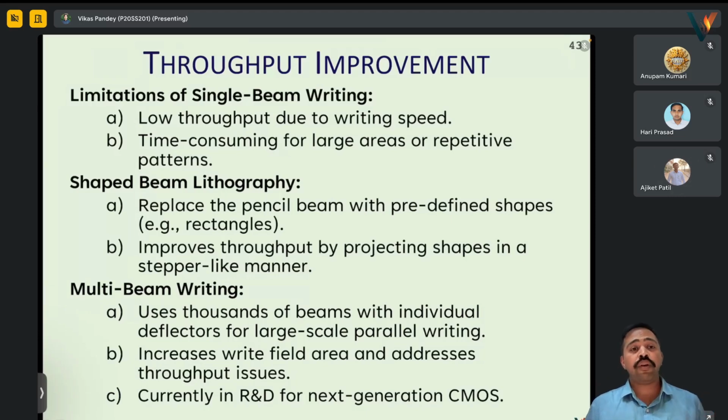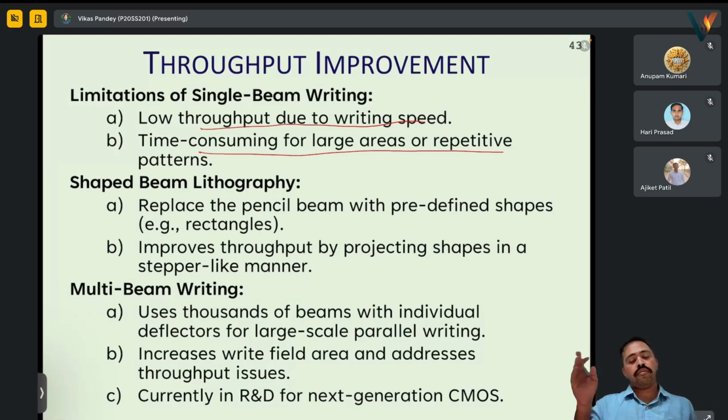What is the limitation of single beam writing? That is low throughput due to the writing speed, since we have to write spot by spot. Second is that it is time consuming for large area or repetitive patterns. If we have the same pattern being made throughout the wafer, but we are doing it one at a time, that is a problem.